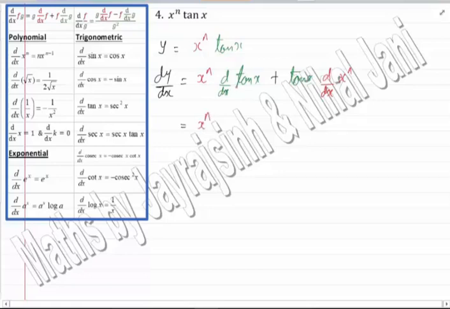x raised to n as it is. Differentiation of tan x is sec square x, plus tan x is as it is. Differentiation of x raised to n is n into x raised to n minus 1. Ta-da! Let's accept this as your final answer.